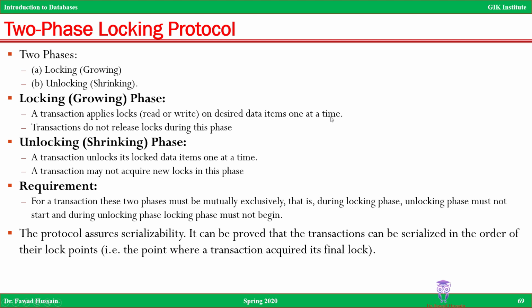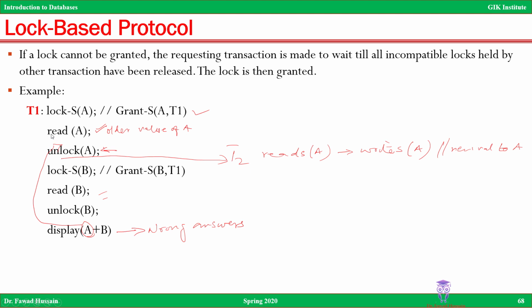So if you have to modify the table A, you acquire a lock on A, and then next if you have to modify B, you acquire a lock on B. However, you do not release the lock. You see, the problem here was when we had a lock on A, we read the value of A and then unlocked A so that A becomes available for others. In the two-phase protocol, there is no unlock here.